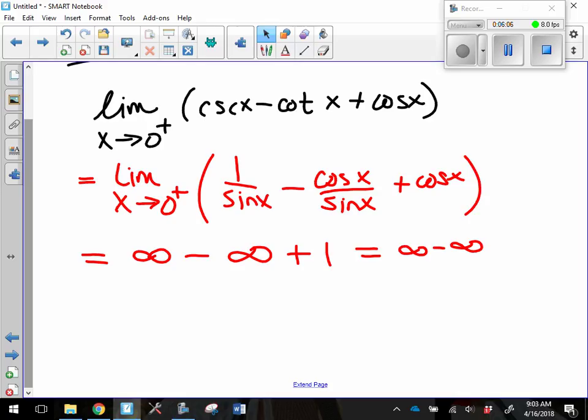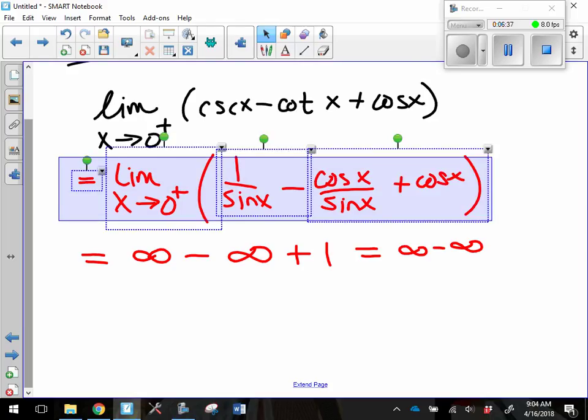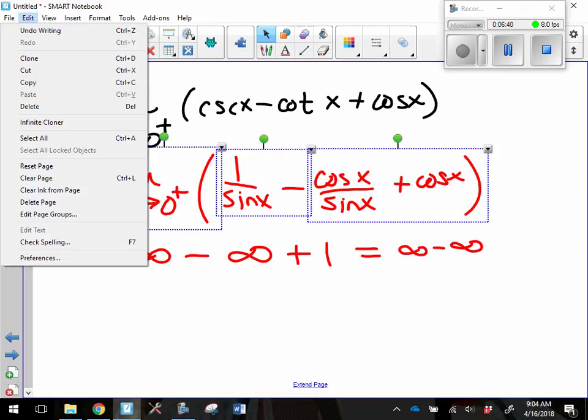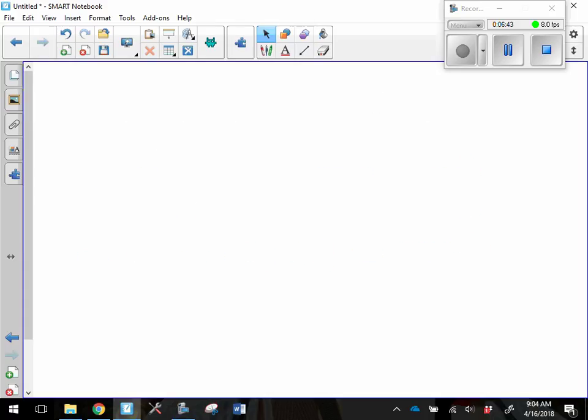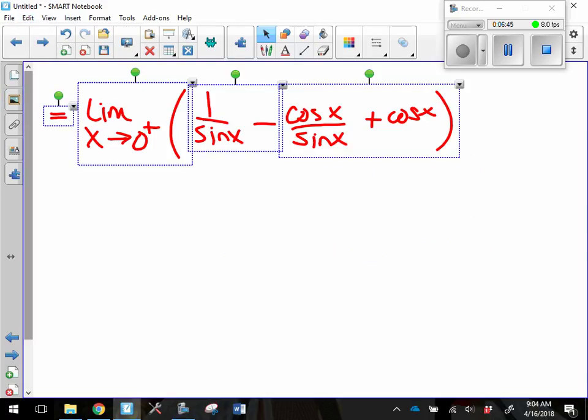It is not 0 over 0 or infinity over infinity. So we're going to have to manipulate this somehow to turn it into the indeterminate form that we can apply L'Hopital's rule to. Okay? So what am I supposed to do in a situation like this? Find a common denominator, because then I can have something over something, which gives me a better shot of getting 0 over 0 or infinity over infinity. Okay, so I've got this here, and I'm just gonna copy that and paste it.